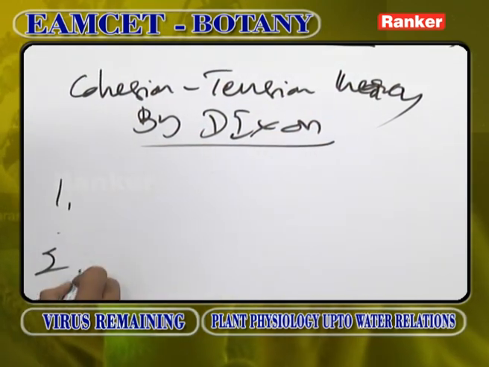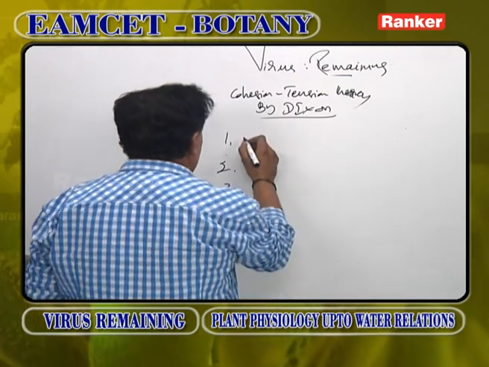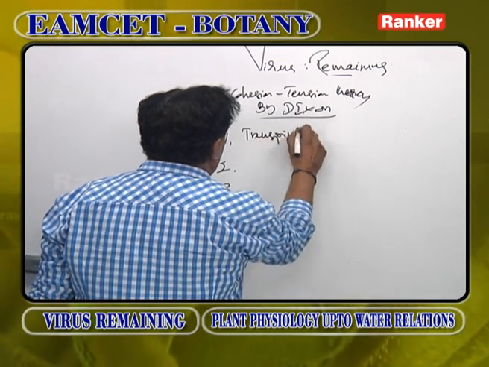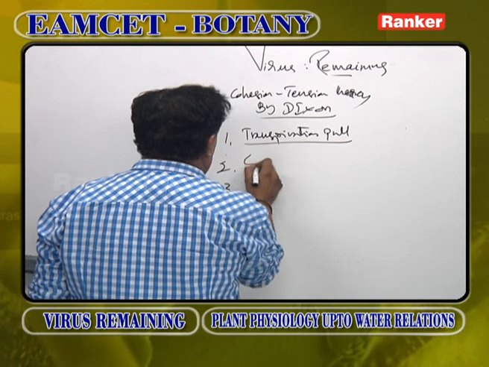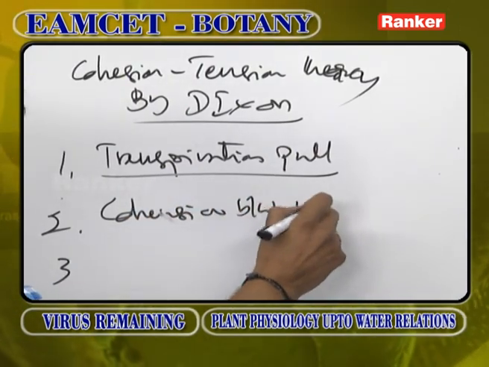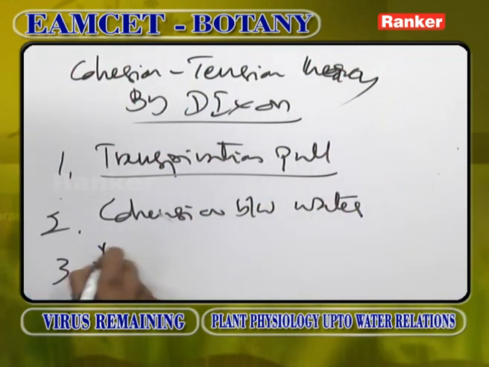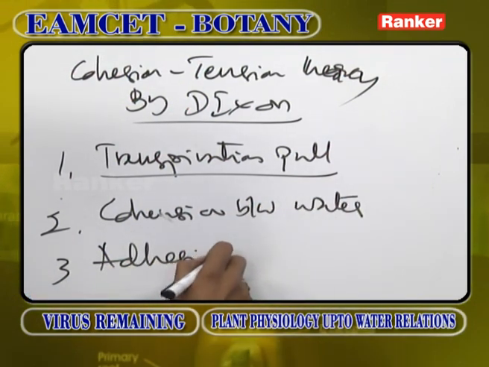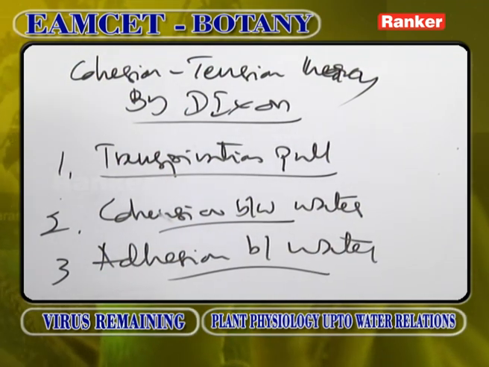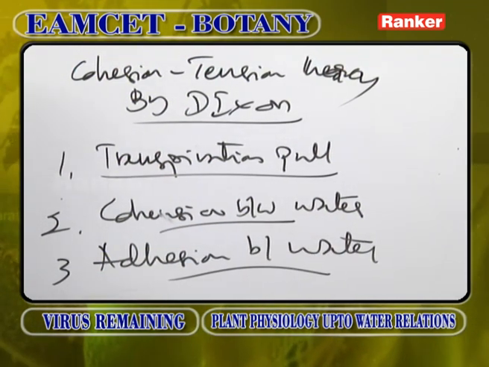This theory states that three physical forces help in ascent of sap. One is transpiration pull, the other is cohesion between water molecules, and adhesion between water molecules. So, these three play a vital role in ascent of sap.